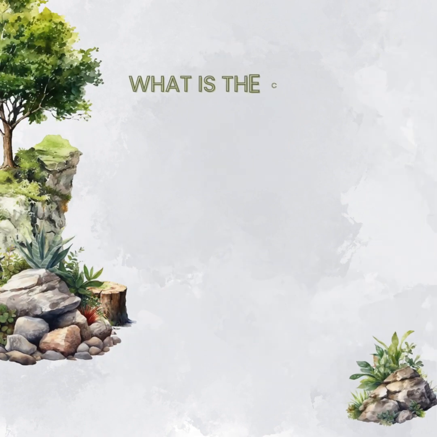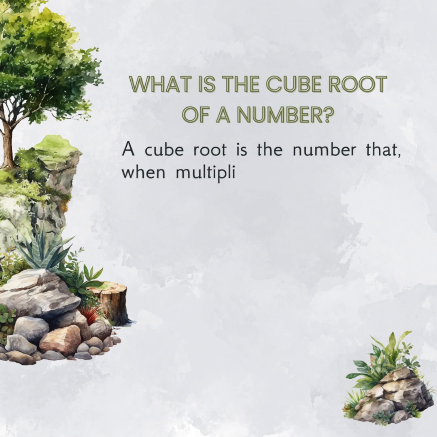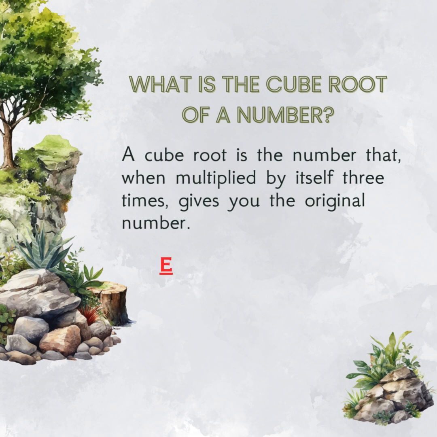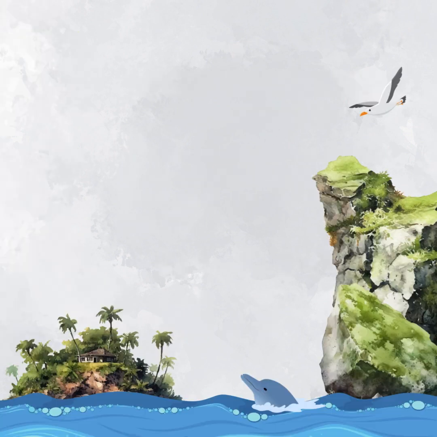First, let's understand the meaning of the cube root of a number. What is the cube root of a number? A cube root is the number that, when multiplied by itself 3 times, gives you the original number. For example, 3 times 3 times 3 equals 27. So the cube root of 27 is 3. In this video, you will learn how to calculate the cube root of a number using the estimation method.